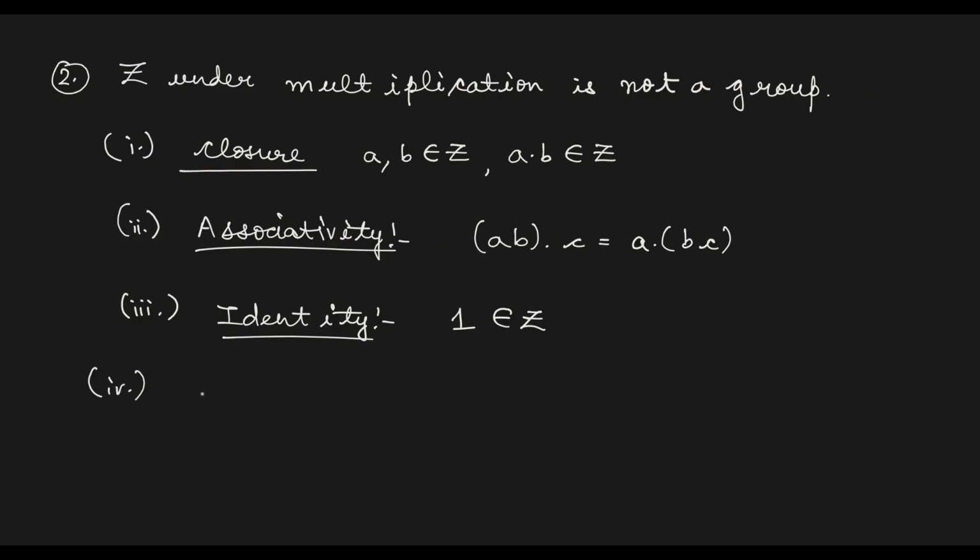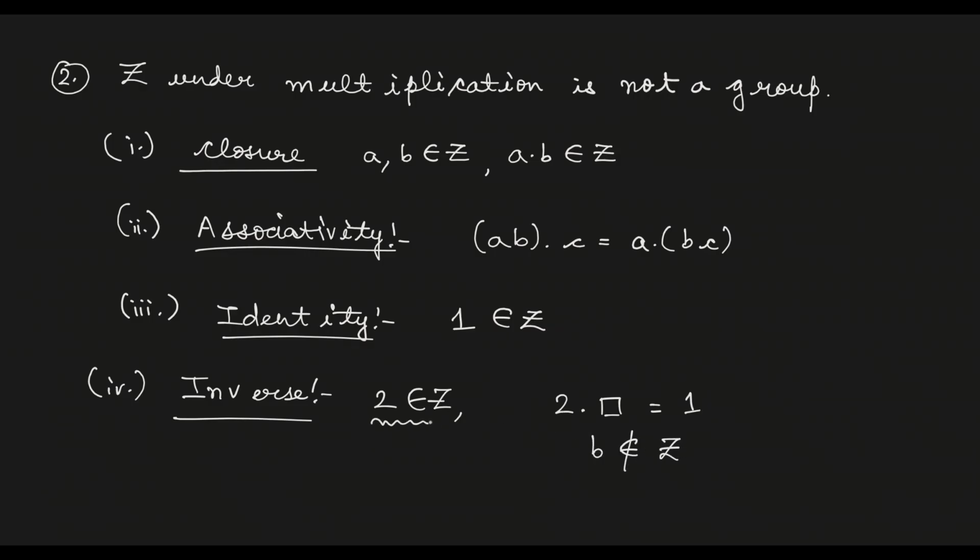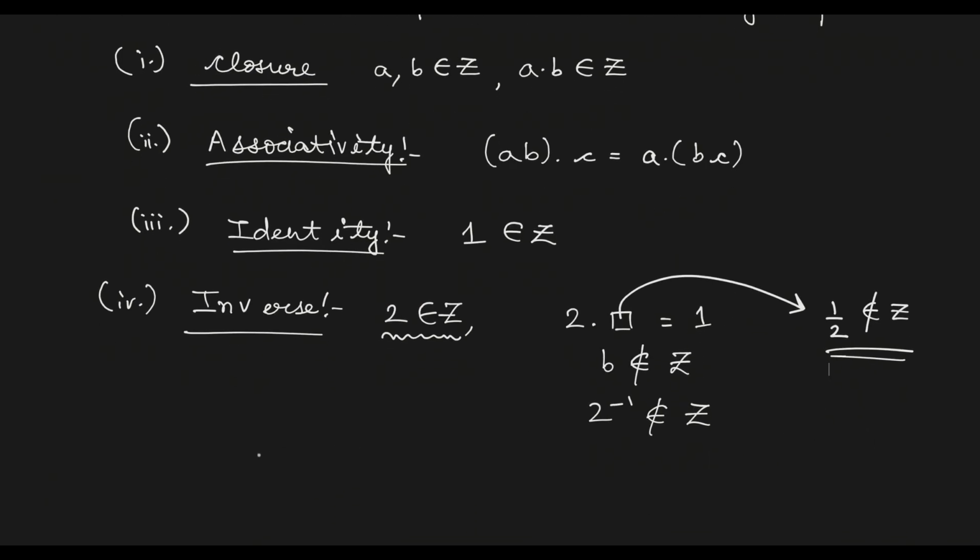Fourth, problem will be in this inverse. Inverse of 0, 2, 3 will not be there. If 2 belongs to integers, then 2 into some number should give me identity. So there is no inverse of this element. Similarly, 0 का भी नहीं मिलेगा inverse. This means that 2 inverse does not belongs to integers, because this can be 1 by 2, but 1 by 2 does not belongs to integers. So inverse element is not there, so it is not a group.